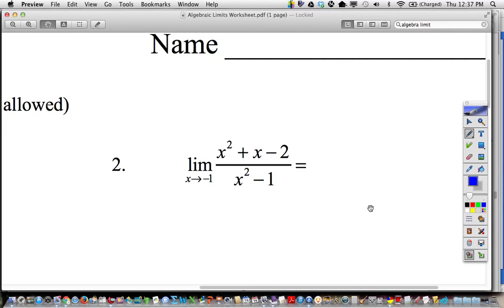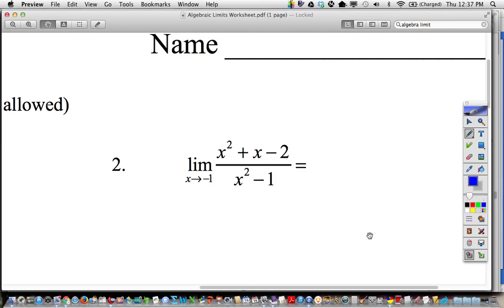Here you get negative 2 divided by 0 right off the bat. Now, some people went ahead and factored, canceled, and then got 1 over 0. That's okay if you did that. You end up at the same place. It does not exist, like we were just showing on the thing up there. If you get negative 1 over 0 or 1 over 0 or something like that, it does not exist.